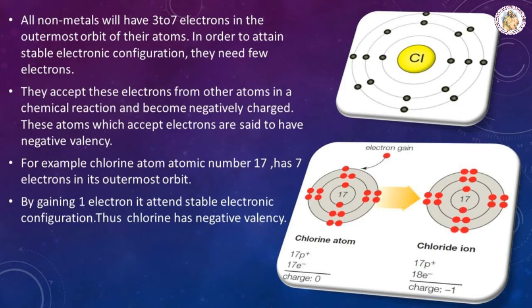For example, the chlorine atom. The atomic number of chlorine is 17 and it has 7 electrons in its outermost orbit. And in the first and second orbits it has 2 and 8 electrons. So to make it stable, it gains 1 electron and attains a stable electronic configuration like the inert gas electronic configuration. Thus, chlorine has negative valency.